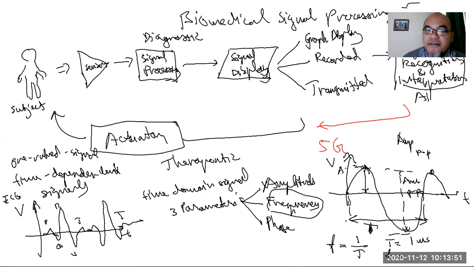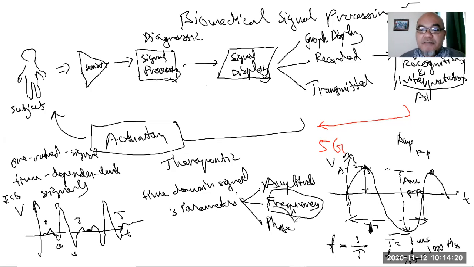Hello. That is 1 millisecond, sir? Yes, if the period is 1 millisecond, the frequency will be 1000. So the frequency will be 1/T, in hertz. 1 millisecond is 10 to the power of -3, right? So this will be 1000 cycles per second, or the unit is hertz. Okay, so this is the second parameter.